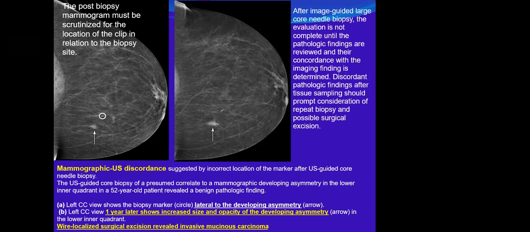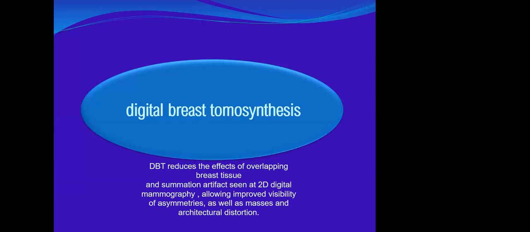So, after image-guided large core needle biopsy, the evaluation is not complete until pathologic findings are reviewed and should be concordant with the imaging findings. Discordant pathological findings after tissue sampling should prompt consideration of repeat biopsy and possible surgical excision. You got it? Okay, so we finish ultrasound, go to digital breast tomosynthesis.